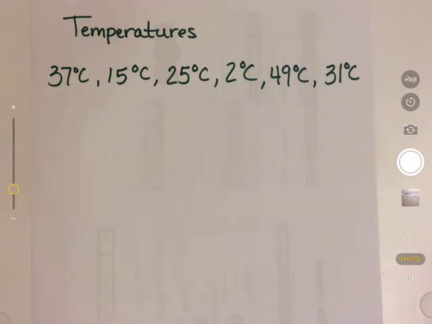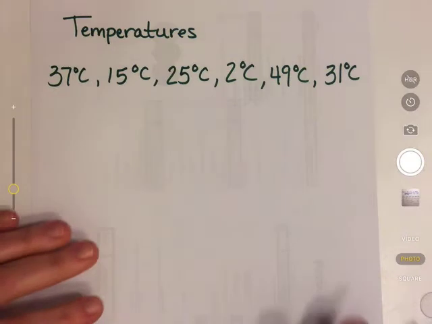Here are the same temperatures we used yesterday in one of our examples, and we found the mean. Today, we're going to use the same example to find some other things. So again, when I'm looking for the median, which is the middle number, I first need to put the numbers in order from least to greatest.